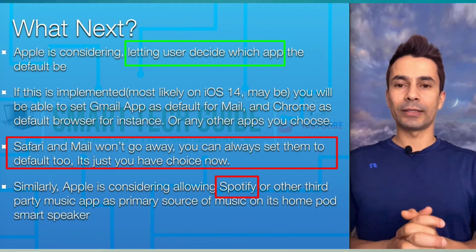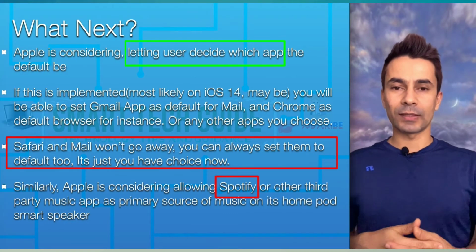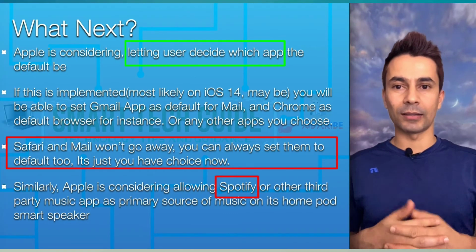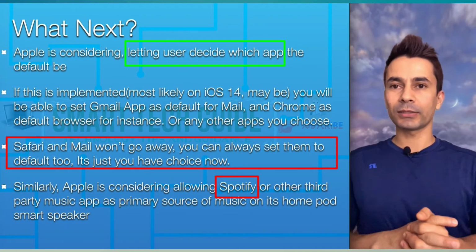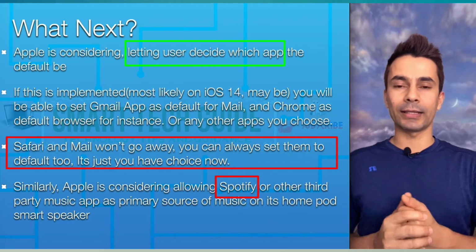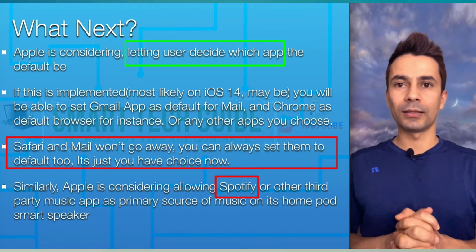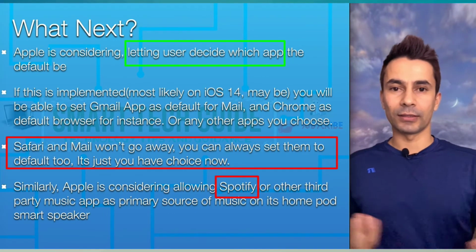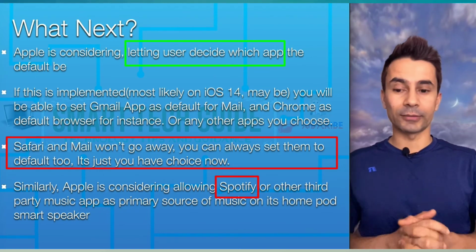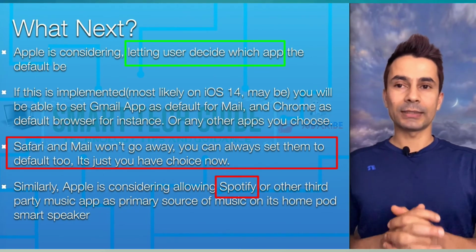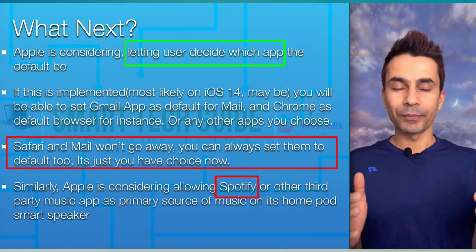Similarly, for mail, you will be able to set third-party mail applications as the default mail application. Messaging may not be coming soon, but if Apple decides to let users decide which messaging app should be the default, then that's awesome. But Apple is hinting at two of the applications, mail and browser.